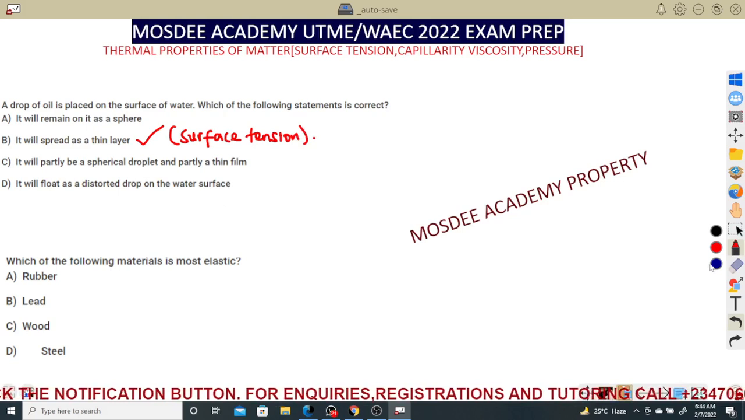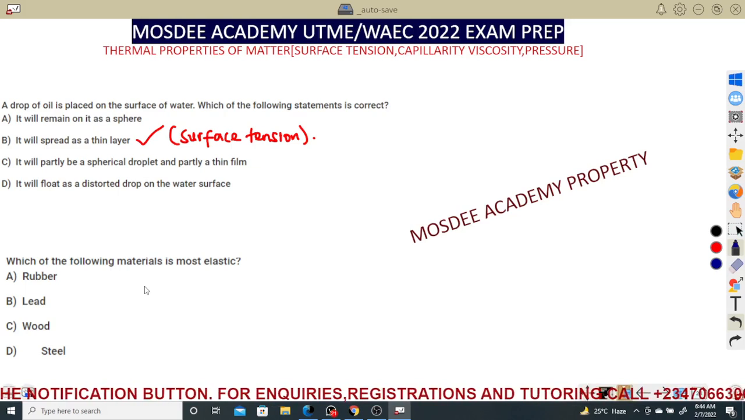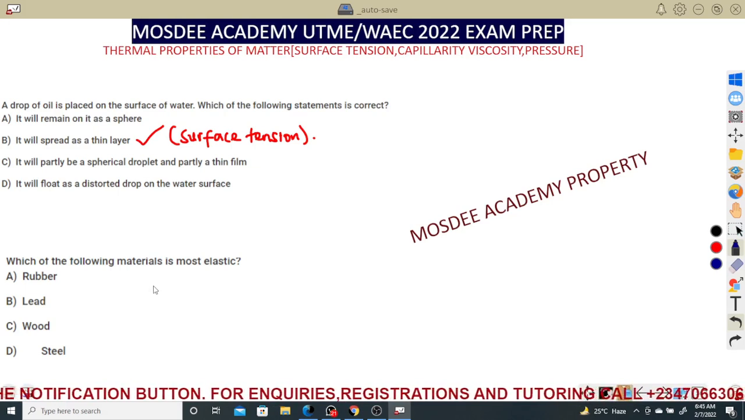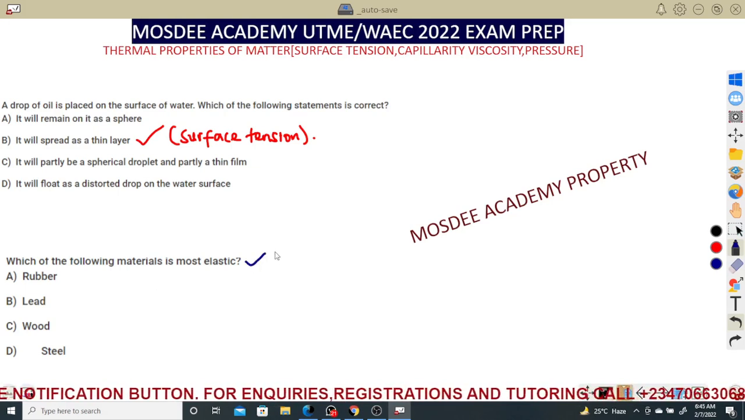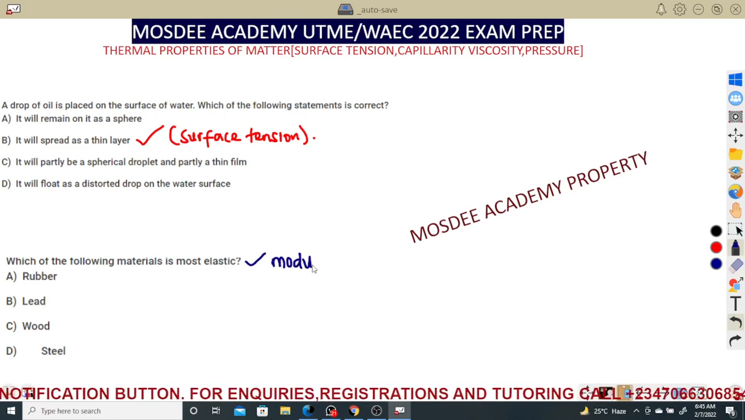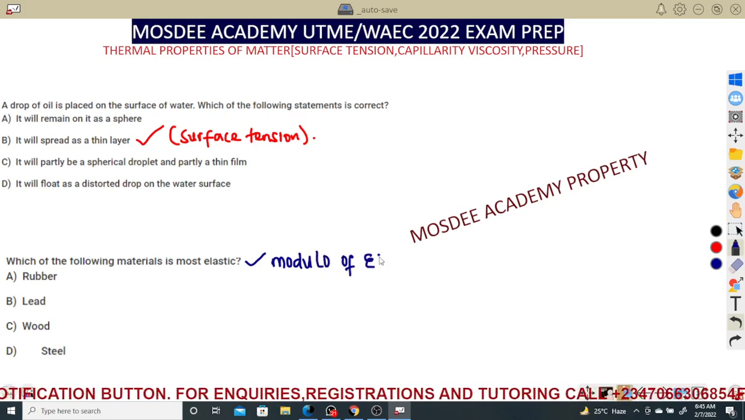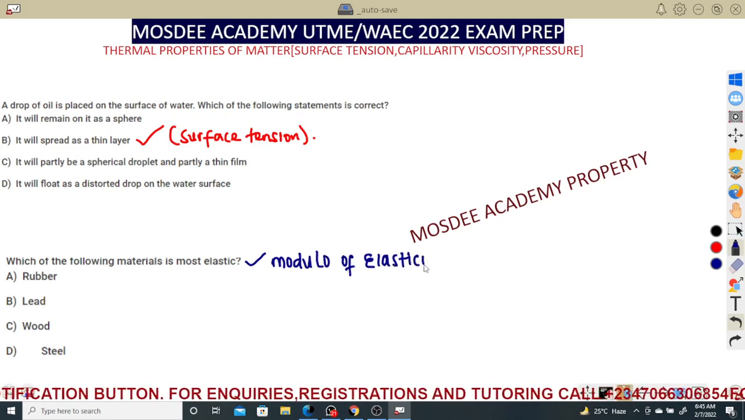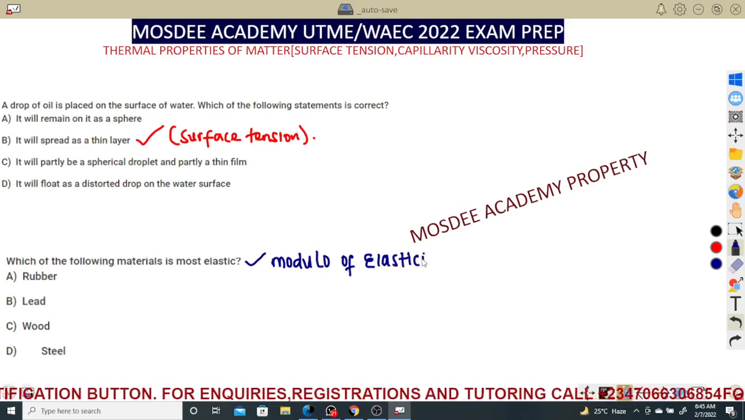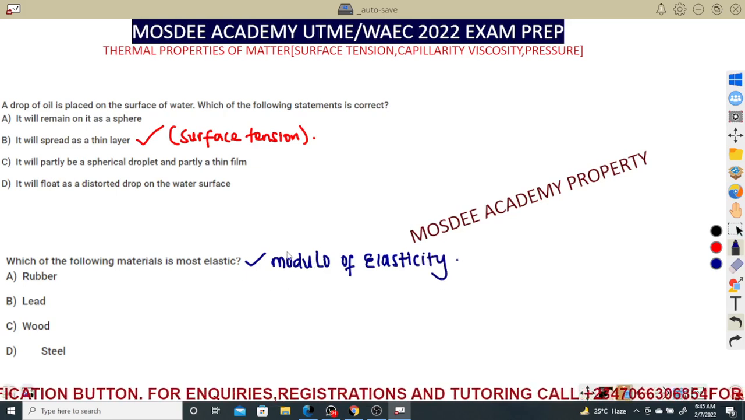The next question: which of the following materials is most elastic? Very good. I think I've done it in my concept video as a technical student, but I want to talk about elastic material. We measure that using what we call the modulus of elasticity. When you talk about modulus of elasticity, if you want to write it in singular, elasticity, that is also good. Now, we have different moduli of elasticity.